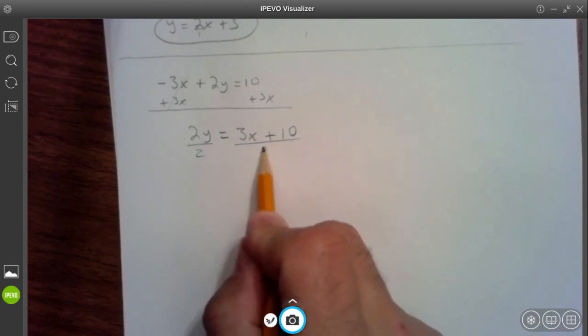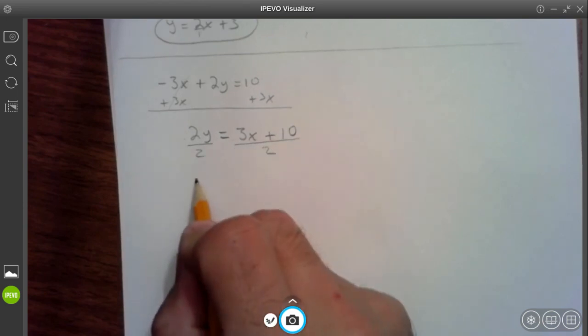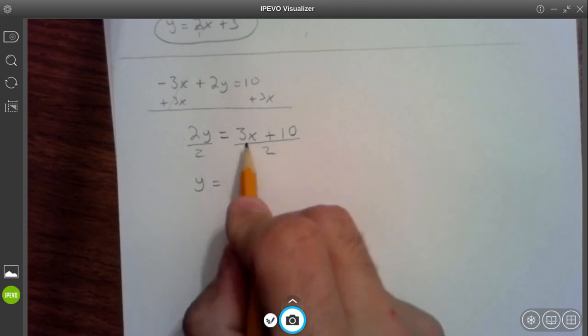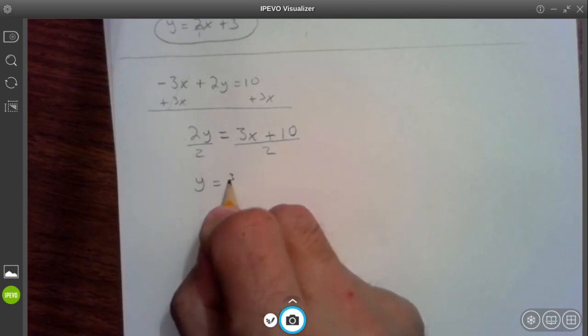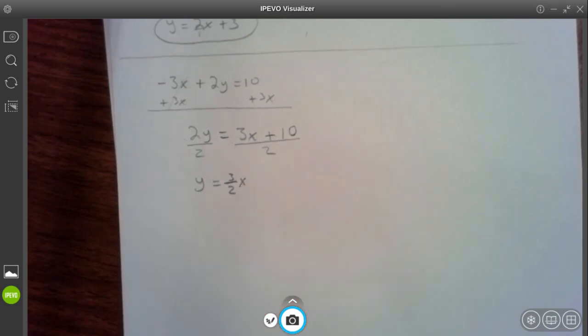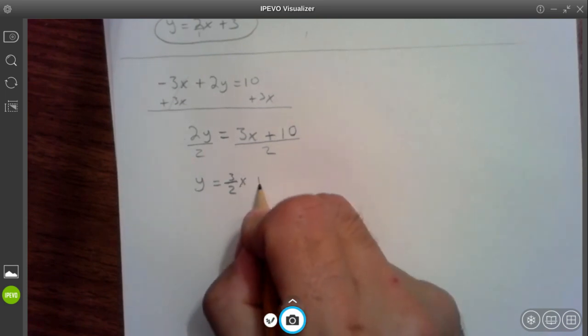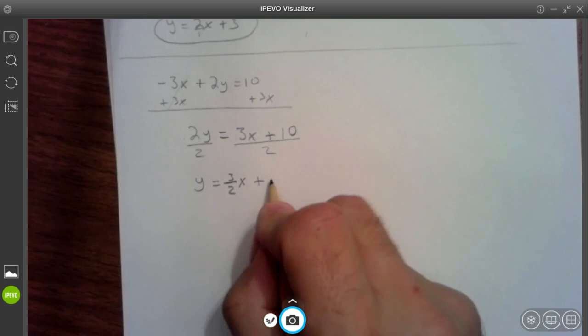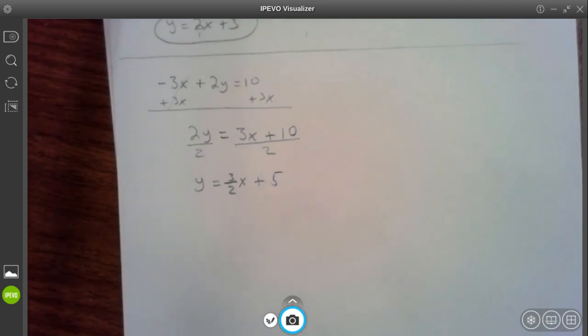Divide every piece by 2. So it's going to be y equals 3 halves. That's how we'll handle the 3x divided by 2. It'll be 3 halves x, and then 10 divided by 2 will be 5. There we go.